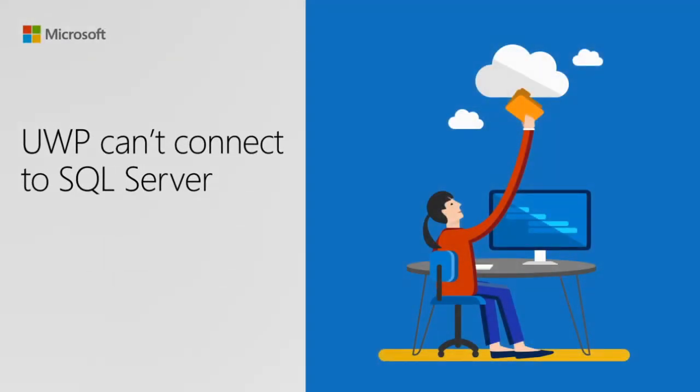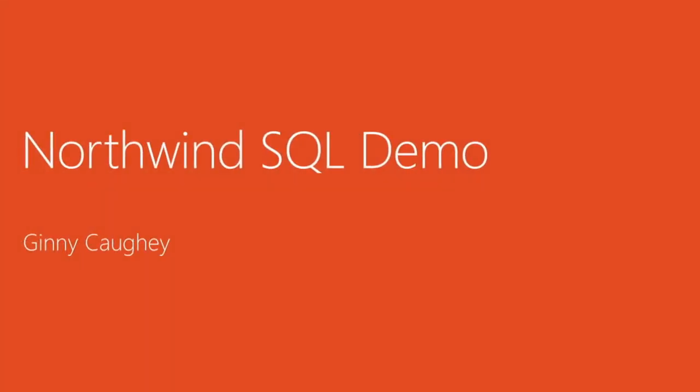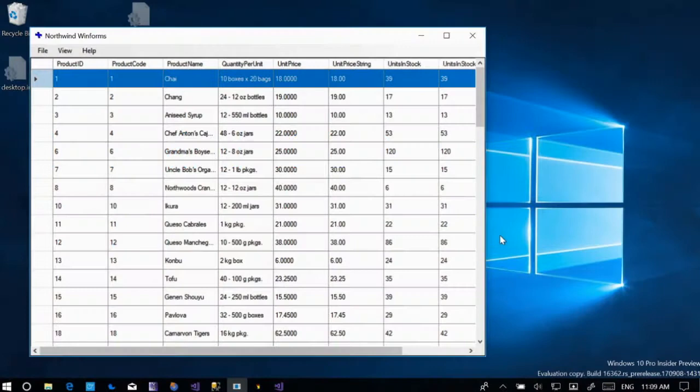UWP can't connect to SQL Server, obviously, for many LOB scenarios. That was an important gap, and so very happy that we finally got to solving this one with the Fall Creators Update. As I mentioned, we'll RTM in just a couple of days, and we're now bringing SQL client APIs to the UWP platform. And so, Jeannie, how did this work for you? You have tried it? I have.